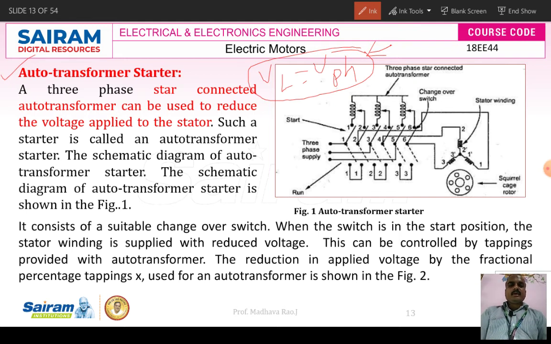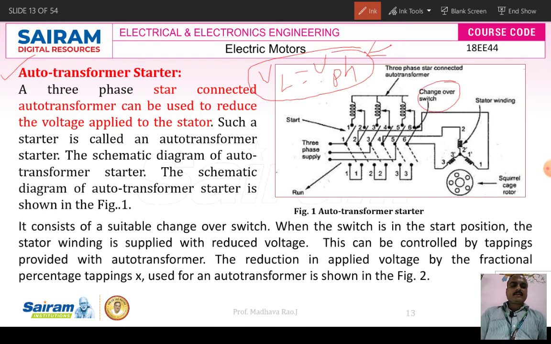Here, the star connected auto transformer can be used to reduce the applied voltage to the starter. In this diagram we can see the auto transformer starter, the TPDT switch, stator winding, squirrel cage rotor and change over switch. The schematic diagram of the auto transformer starter is shown in this figure, consisting of a suitable change over switch.